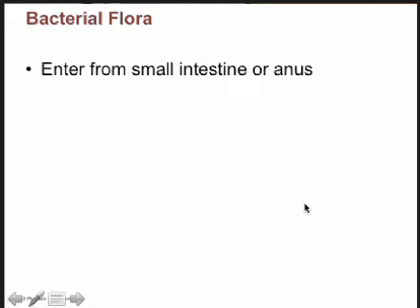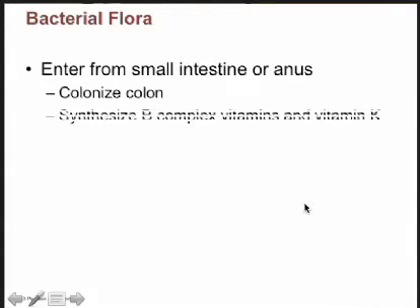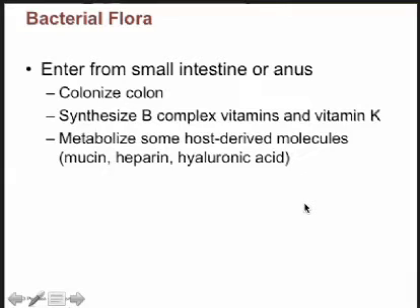Now, you have a resident inside your colon. These are the E. coli. They're named for where they live. E. coli stands for Escherichia coli, and these are rod-shaped bacteria. They are normal flora. They enter from the small intestine or the anus as soon as we're born, and they colonize the colon, and they synthesize B-complex vitamins and vitamin K. Vitamin K is vital in blood clotting. The B-complex vitamins are important in metabolic reactions. They also help with the production of mucin, heparin, and hyaluronic acid.